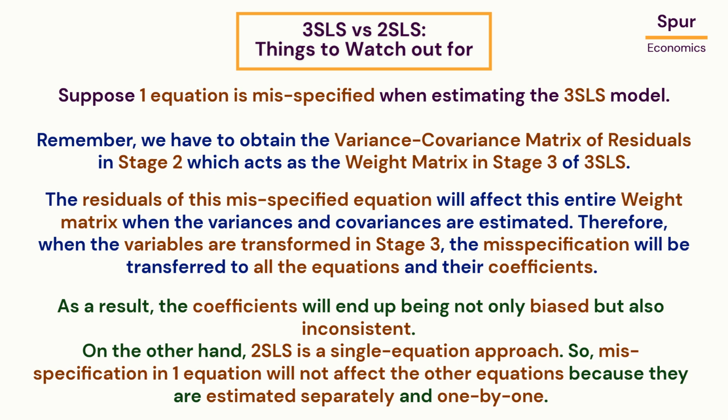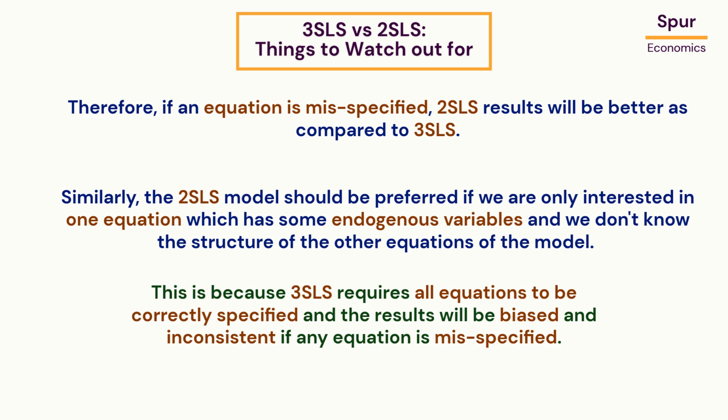On the other hand, 2SLS is a single equation approach. So, misspecification in one equation will not affect the other equations because they are estimated separately and one by one. Therefore, if an equation is misspecified, 2SLS results will be better as compared to 3SLS.